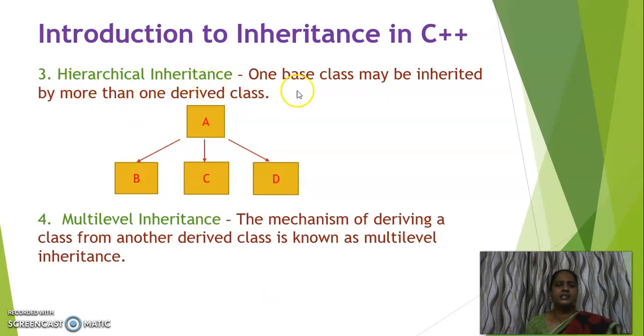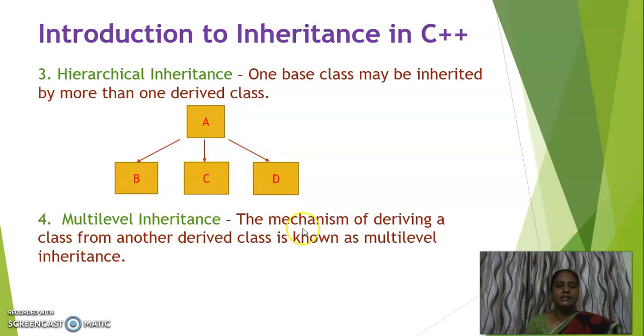Hierarchical inheritance: one base class may be inherited by more than one derived class. Here A is the base class and B, C and D are the derived classes. Here there is more than one derived class. These derived classes B, C and D inherit a single base class A.